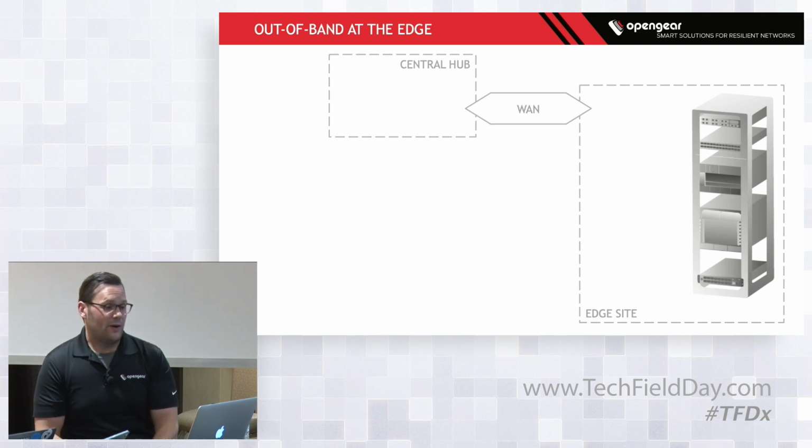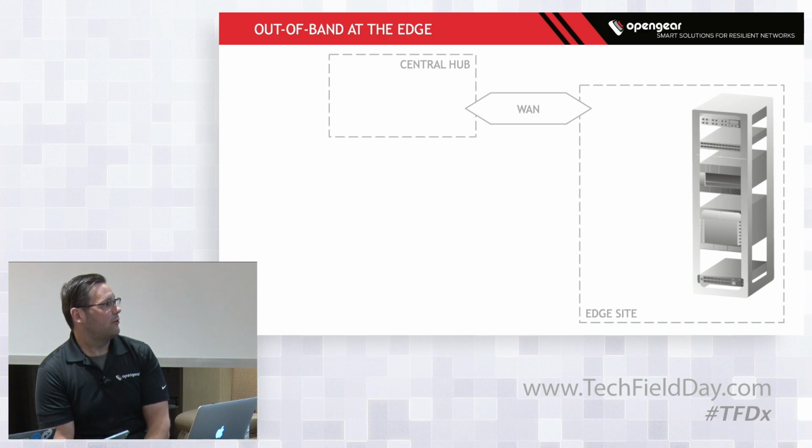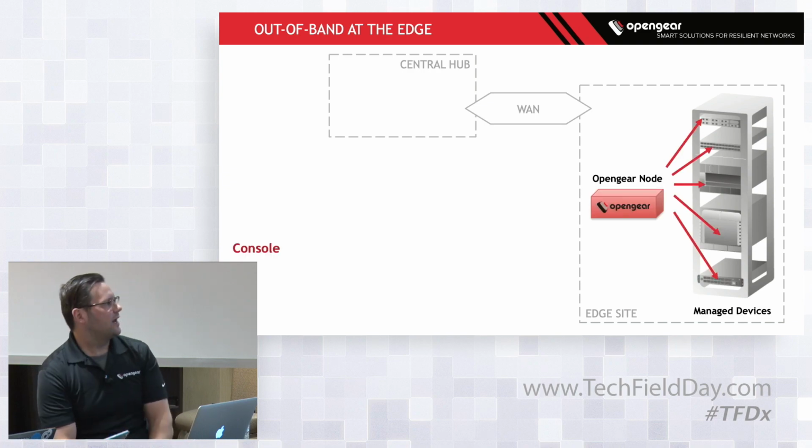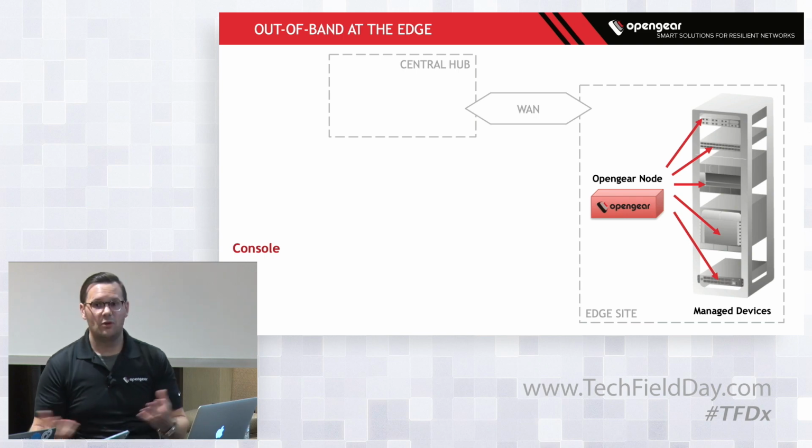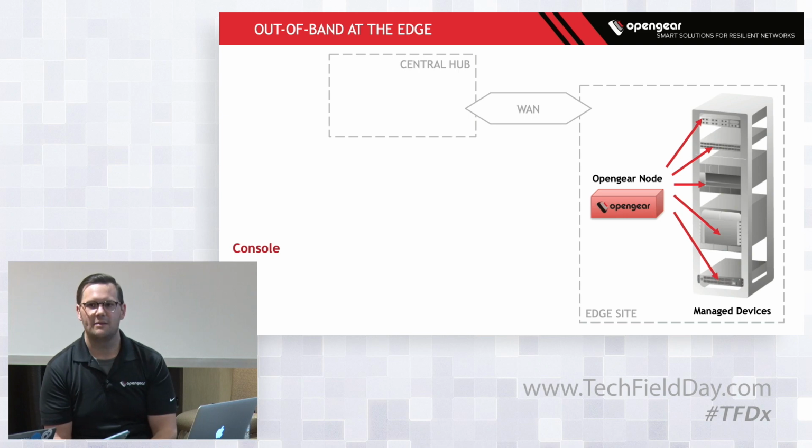So I'll just go through really quick basically what a typical Outerband deployment looks like at a remote site. I'm just calling it the edge site there. So basically what you've got is an Opengear appliance, one of our physical boxes on site, say a console server, and that'll be connected up via your classic RS-232 console into your routers and your switches, maybe your power infrastructure and things like that as well.